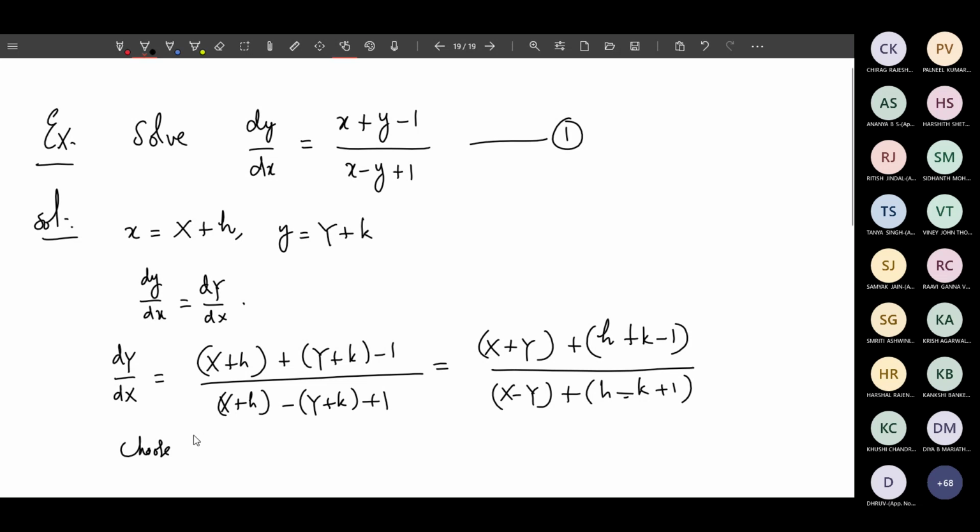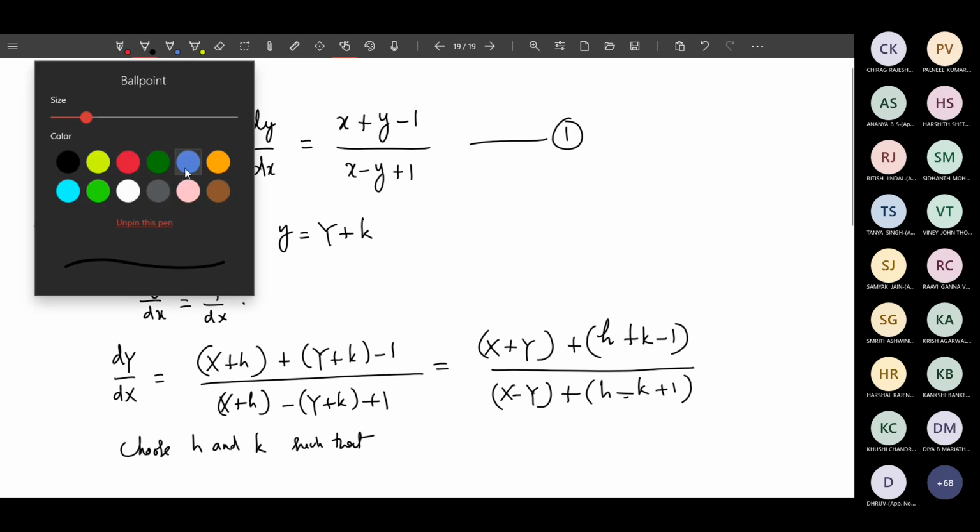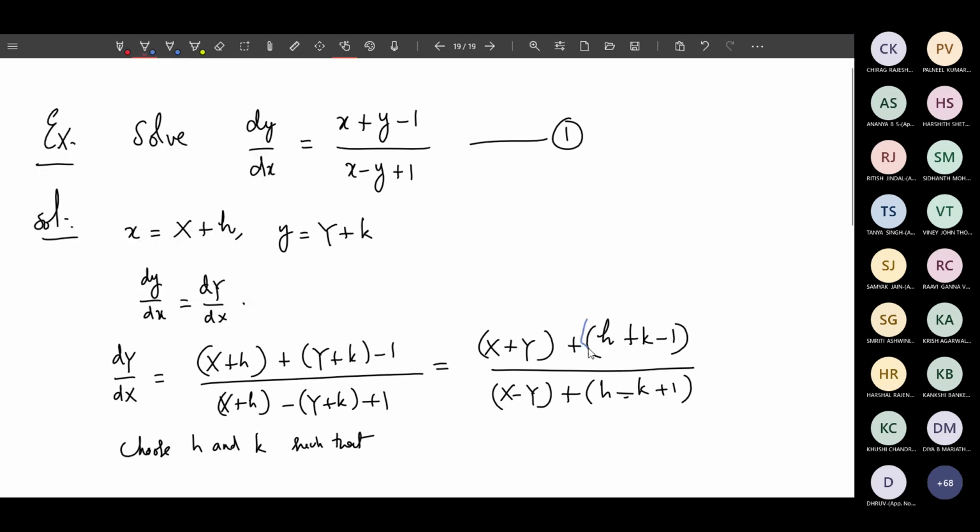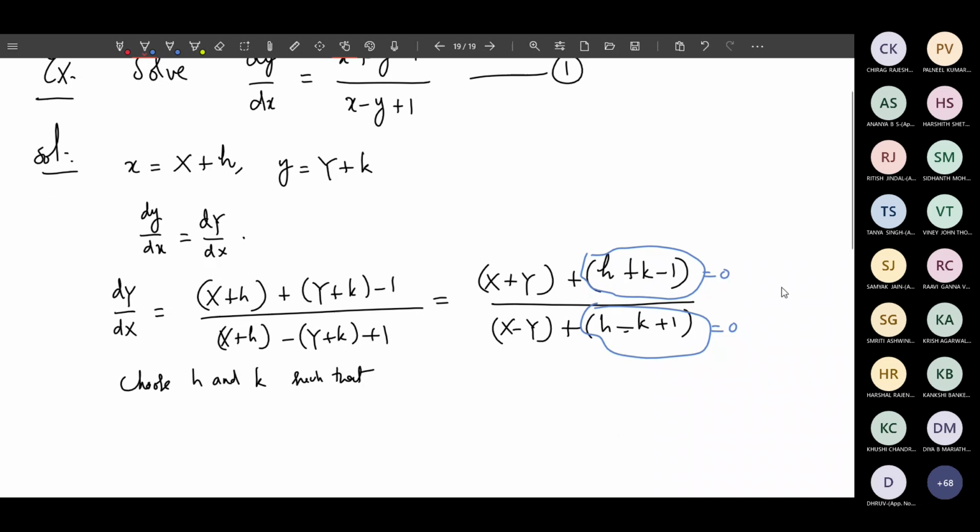Now choose h and k such that these two terms vanish. That means these are the two linear equations equating to 0. Choose h and k, that means solving these two systems: h plus k minus 1 equals 0, h minus k plus 1 equals 0. That means you are finding the intersecting point here.